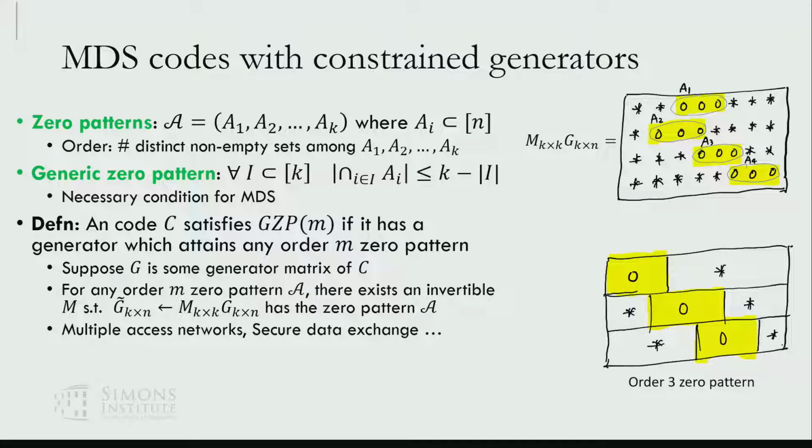And they had applications to this. Historically, this was the first notion, other than list decoding of course, that people studied. They had applications in multiple access networks and secure data exchange and so on, where they wanted MDS codes with these patterns of zeros. Okay, so that is this notion. Another way to think about it is I fix a generator matrix for my code. I can always do a basis change, which is like multiplying it with an invertible k by k matrix, and get any zero pattern that I want. So by multiplying with invertible matrices. Okay, so this is the other notion.